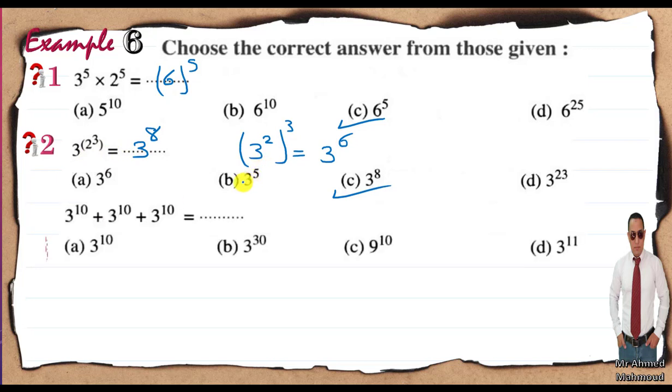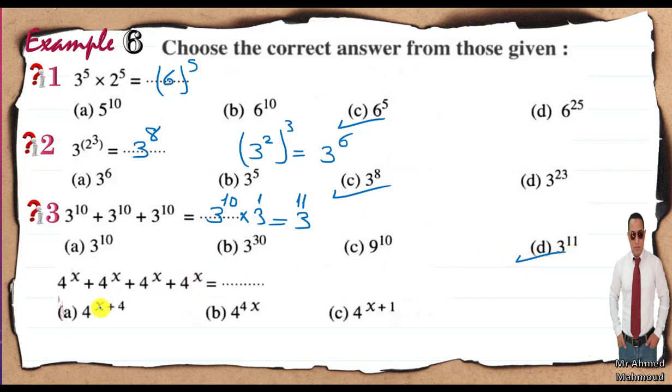3 to the power of 10 plus 3 to the power of 10 plus 3 to the power of 10. I can't add them because they are very big numbers, but by looking carefully we have 3 to the power of 10 repeated how many times? Repeated 3 times. So it will be 3 to the power of 10 times 3, which is 3 to the power of 1. So I'm going to write down 3, 10 plus 1 equals 11. So it is D.